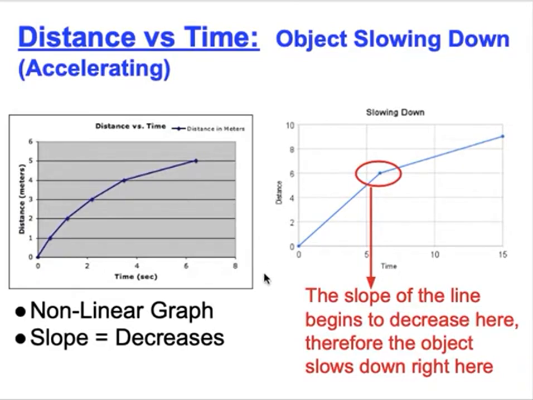But yeah, so you're just looking for bends in the line. And anytime that there's a bend in the line, there's an acceleration that's happening. And in this case, it's a flattened line, right? Which means the object slowed down.